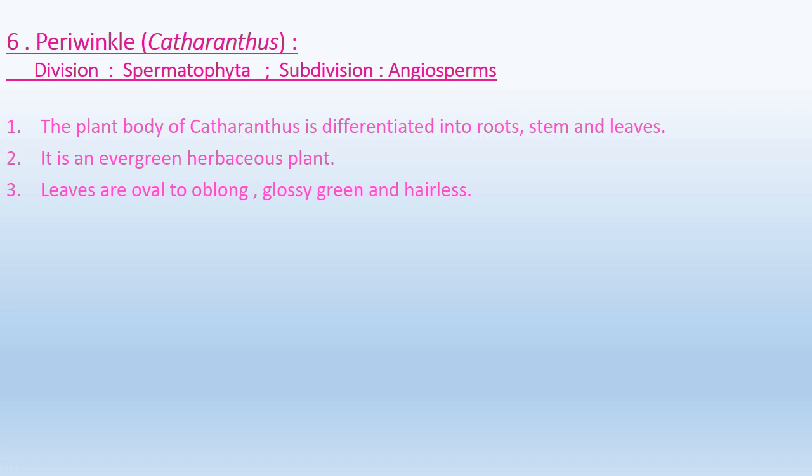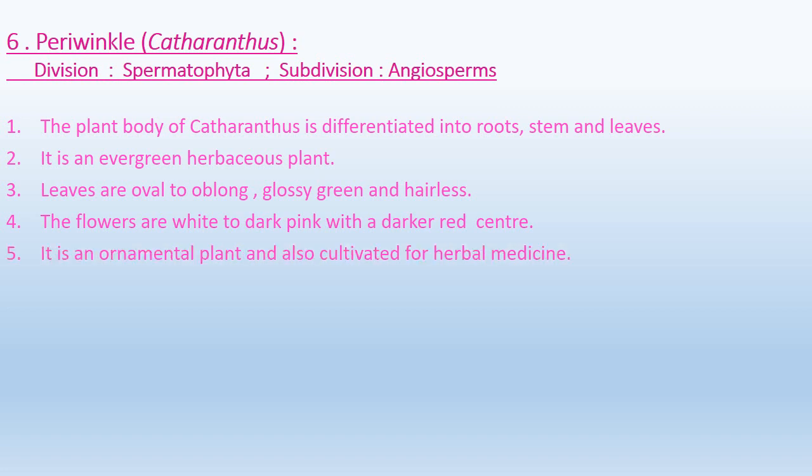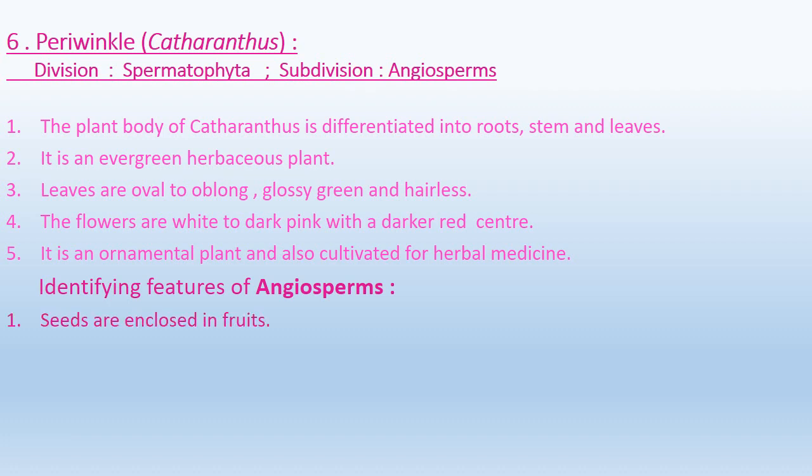Leaves are oval to oblong, glossy green and hairless. The flowers are white to dark pink with a darker red center. It is an ornamental plant and also cultivated for herbal medicine. Identifying features of angiosperms are: first, seeds are enclosed in fruits, and second, plants bear flowers as reproductive organs.